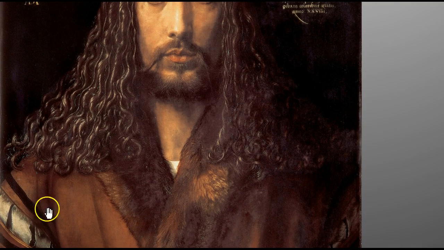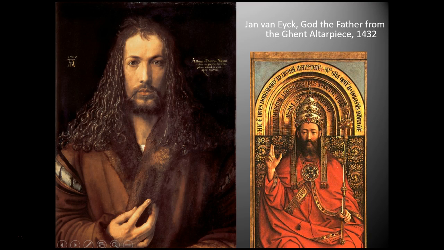Quite spectacular. This self-portrait is most remarkable because of its resemblance to many earlier representations of Christ. So it was really interesting that he took a formula for representing Christ and applied it and used it in his own self-portrait.